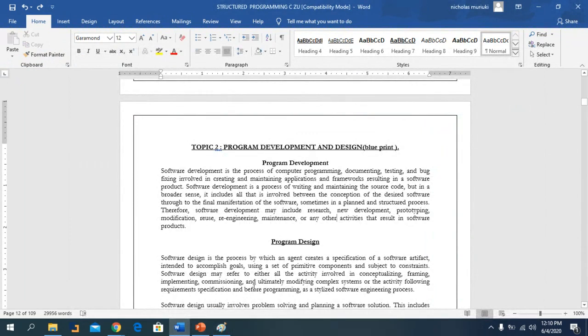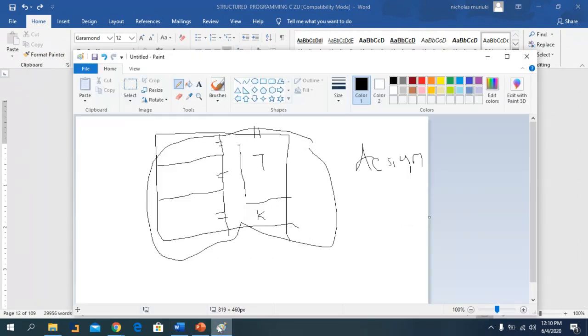So that's why we are saying software artifact intended to accomplish goal using a set of primitive components and subject to constraints. So we are looking at now, it's like presentation of this. So if somebody comes, it's very easy now to build this house. So you know that you'll be having how many rooms? 1, 2, 3, 4, 5. So one room is a kitchen, the other one is a table room, the other one is maybe 3 bedrooms. So maybe rooms that you have, maybe this one can be a toilet or maybe any other thing that you have. So you look at that aspect of coding.